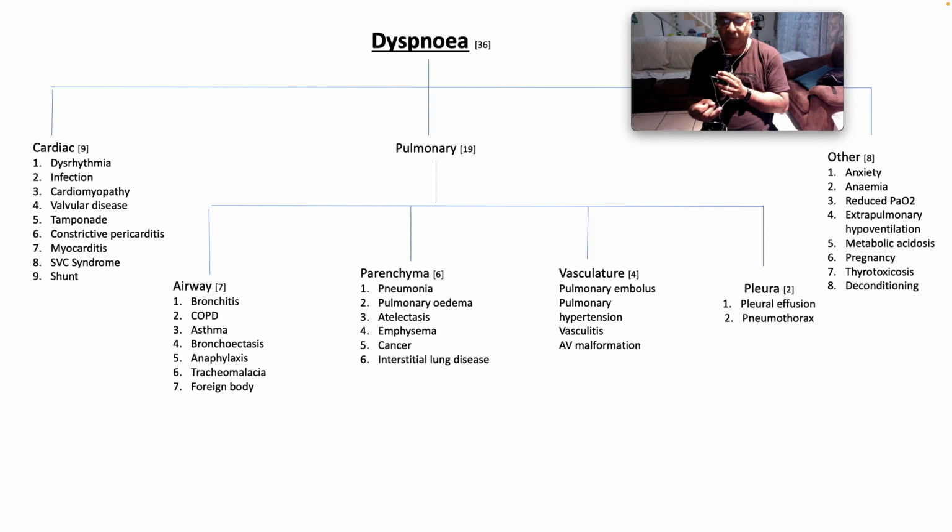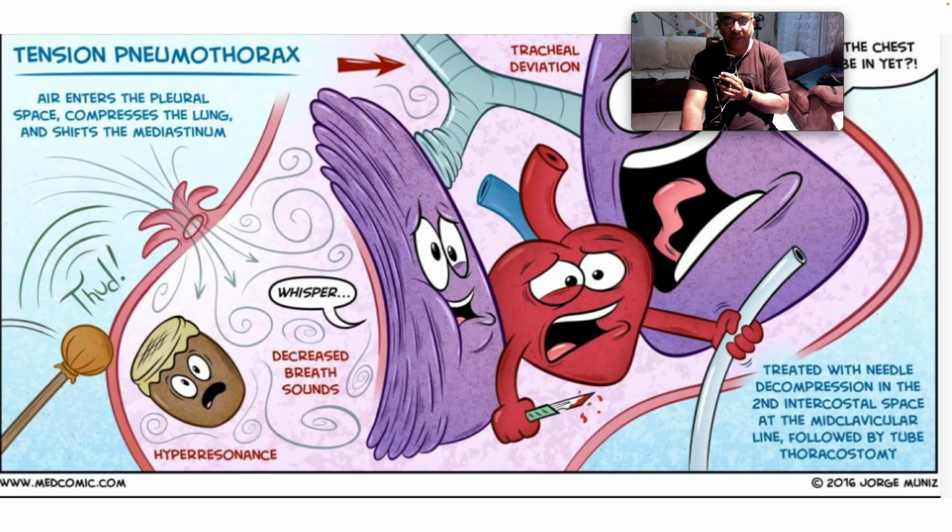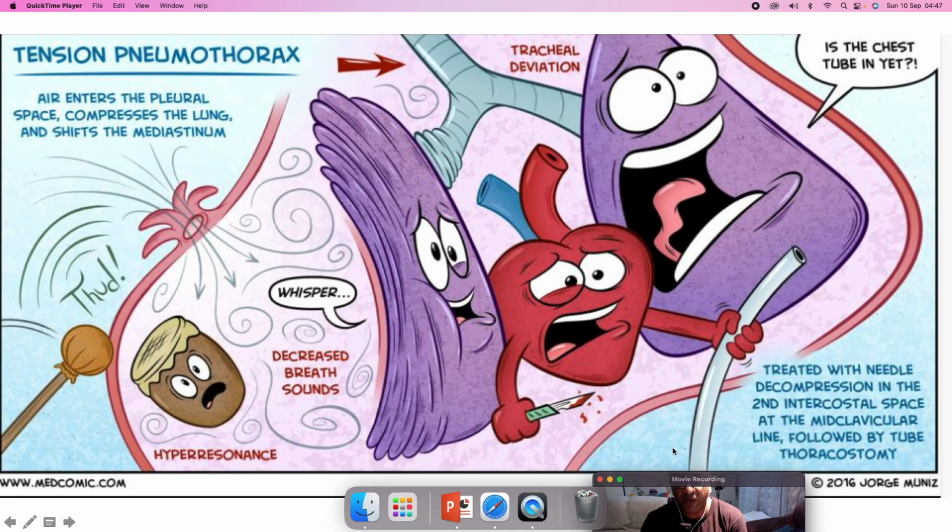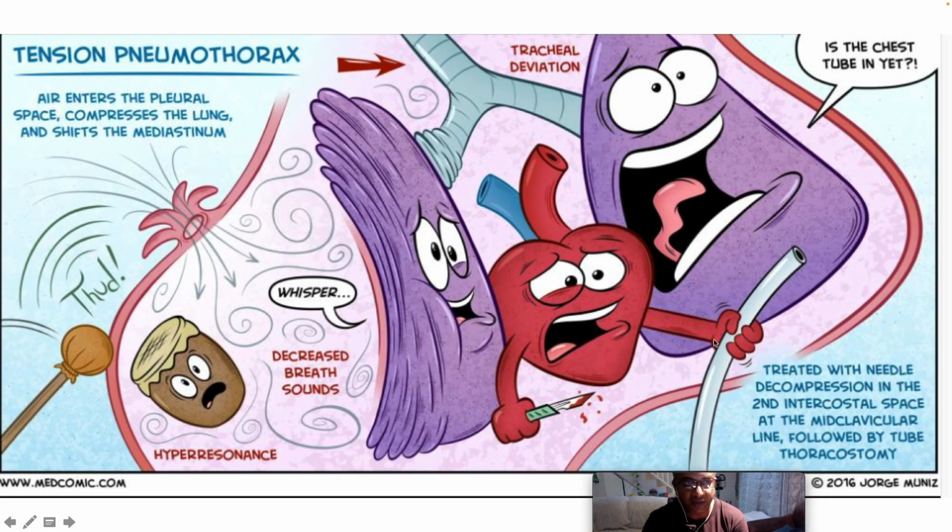Anemia can also cause it, as can sepsis, a reduced partial pressure of inspired oxygen, extrapulmonary hypoventilation, metabolic acidosis, and the infamous Kussmaul's respiration, which happens in metabolic acidosis, right? Pregnancy, thyrotoxicosis, and deconditioning. This is a beautiful diagram from our colleagues over at medcomic.com. Thank you to Mr. Jorge Muniz and company.